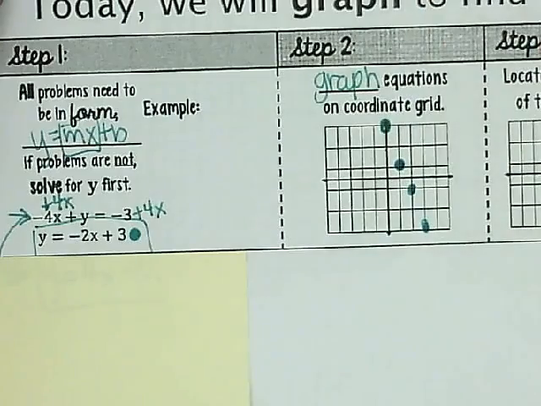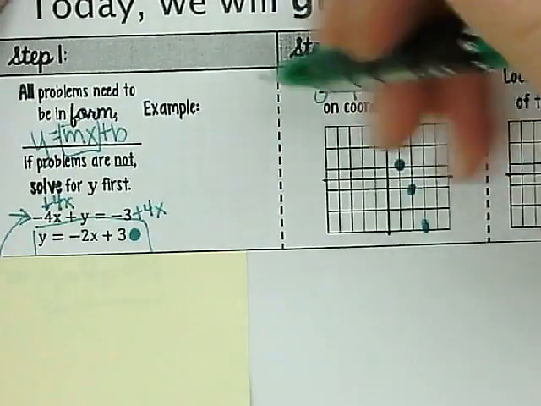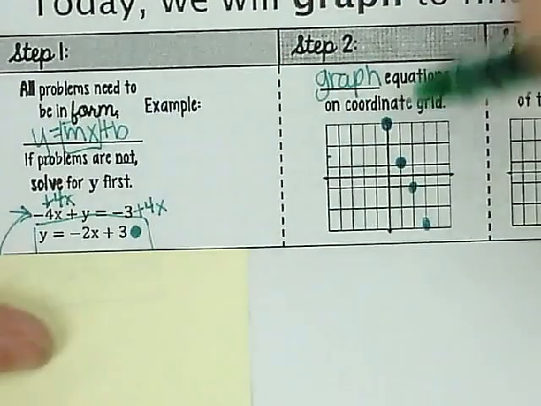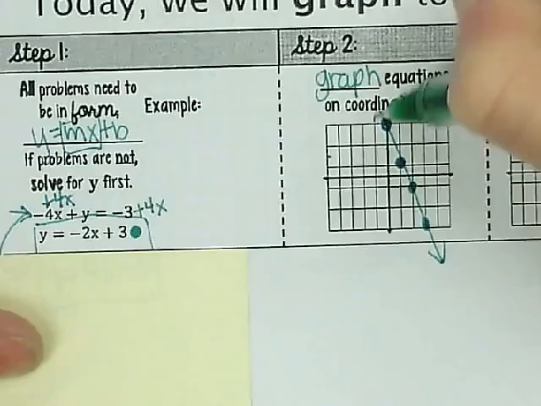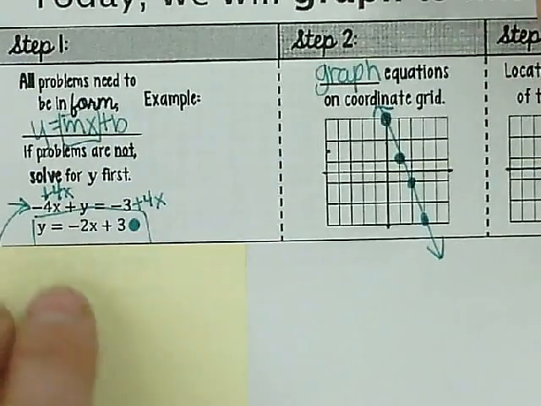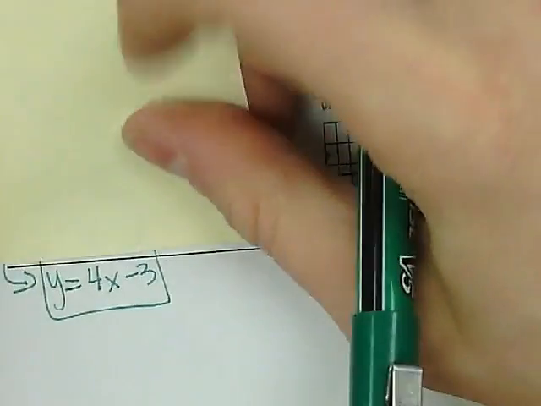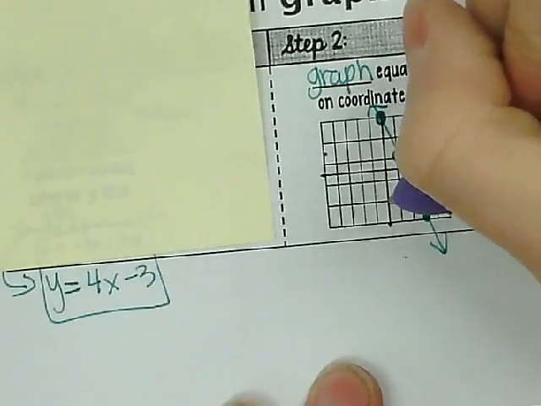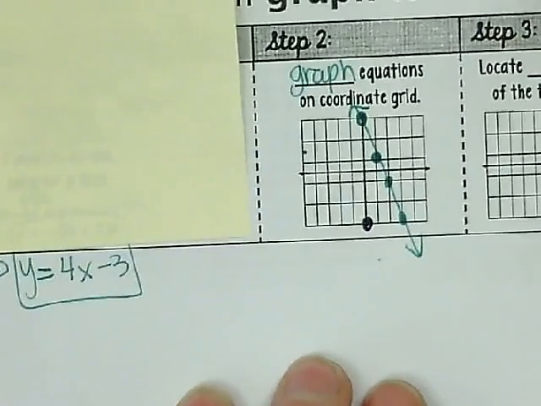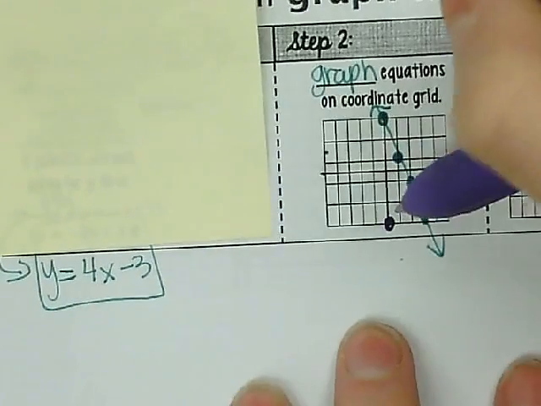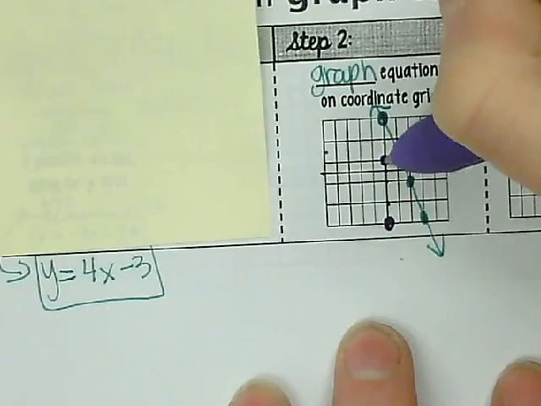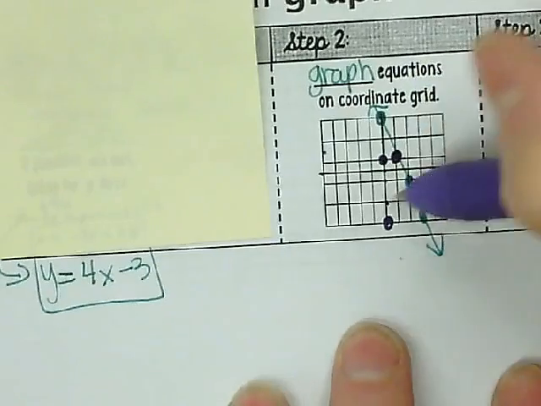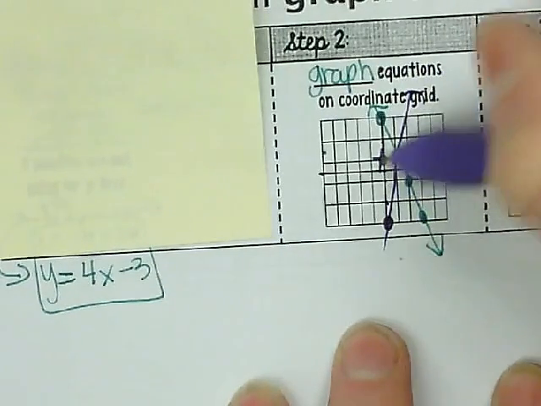All right, this graph is a little wonky. Sorry about that. All right. The next one, I start at -3. 1, 2, 3. And my slope says up 4, right 1. And we go off. I didn't mean to make this one here.